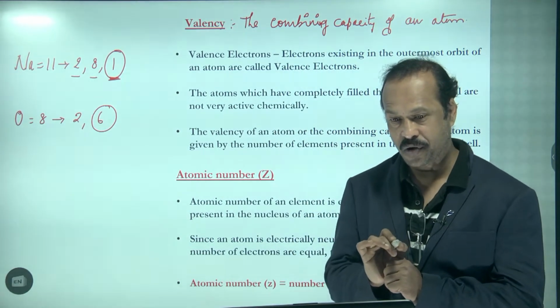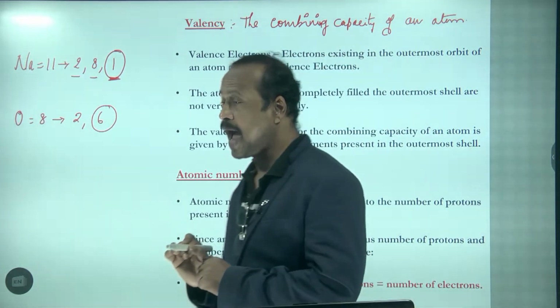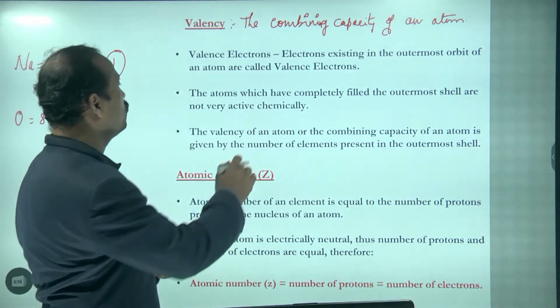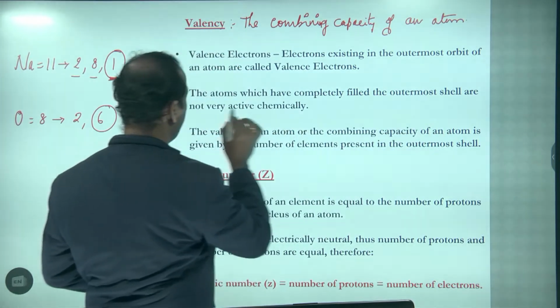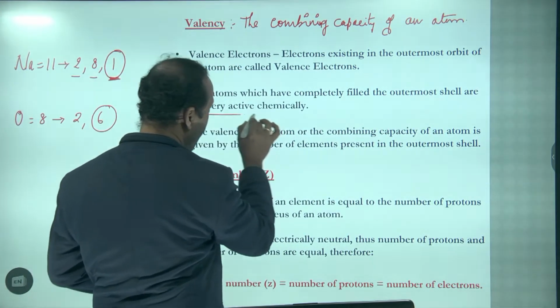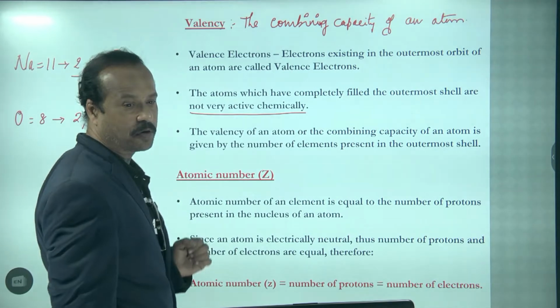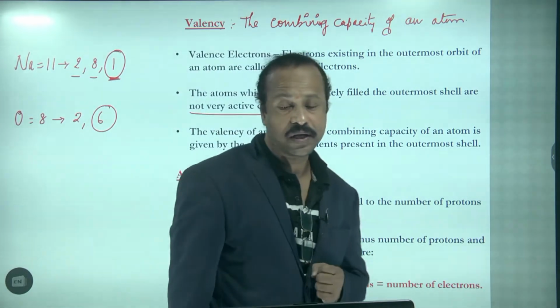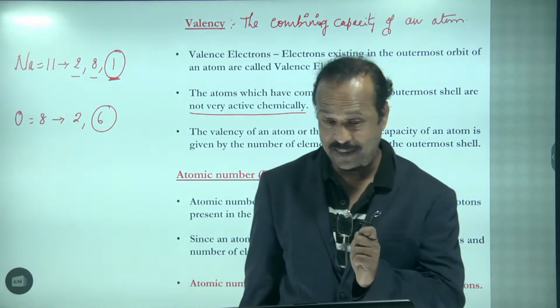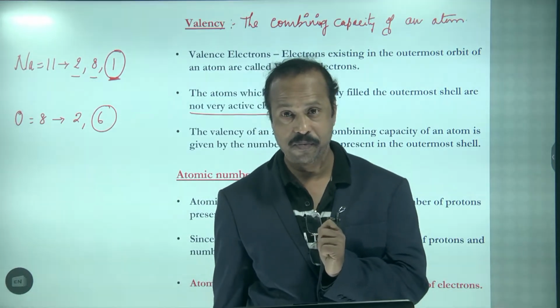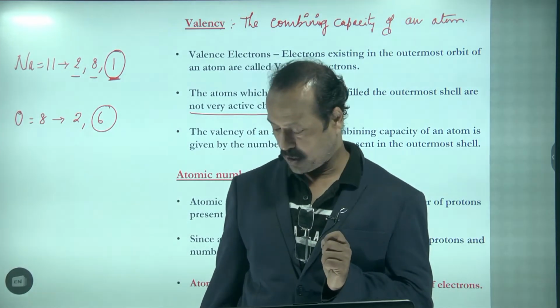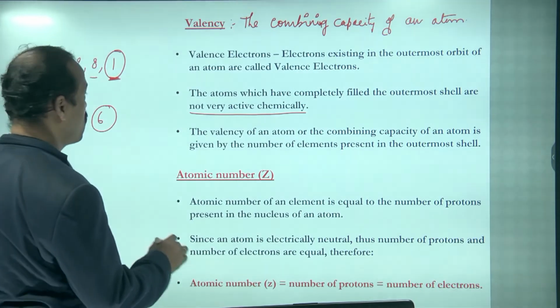Is this clear? Next, atoms which have a completely filled outermost shell are not very active chemically. This is the most important point. We already discussed the noble gases or inert gases. Do you remember? Can you give some examples of the noble gases?